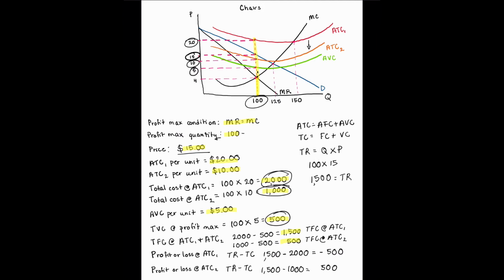And then finally, we calculated whether or not there would be a profit or a loss. As you can see, if ATC is above our price, we suffer a loss. And if ATC is below our price, we actually experience a profit.